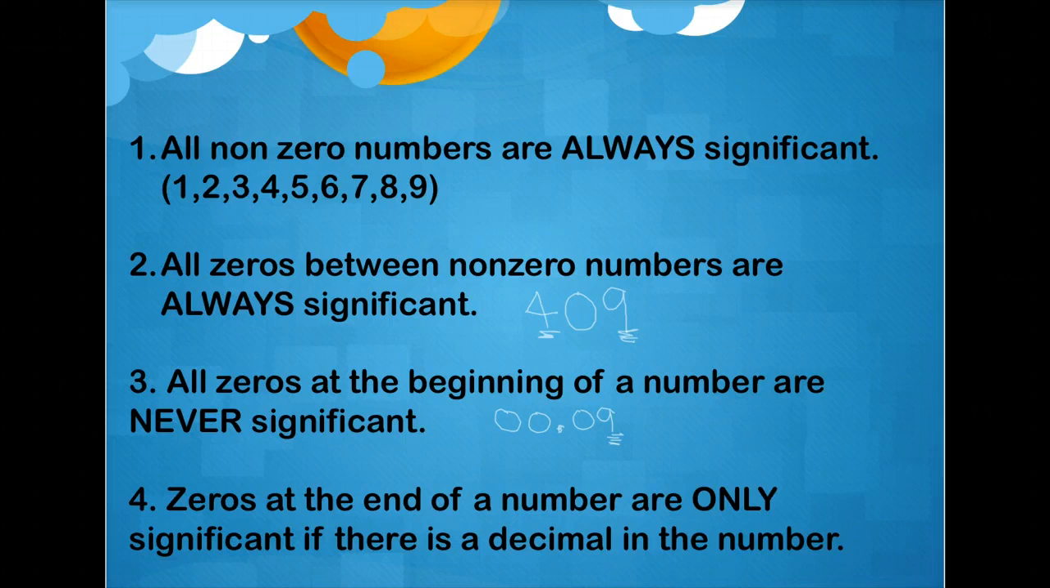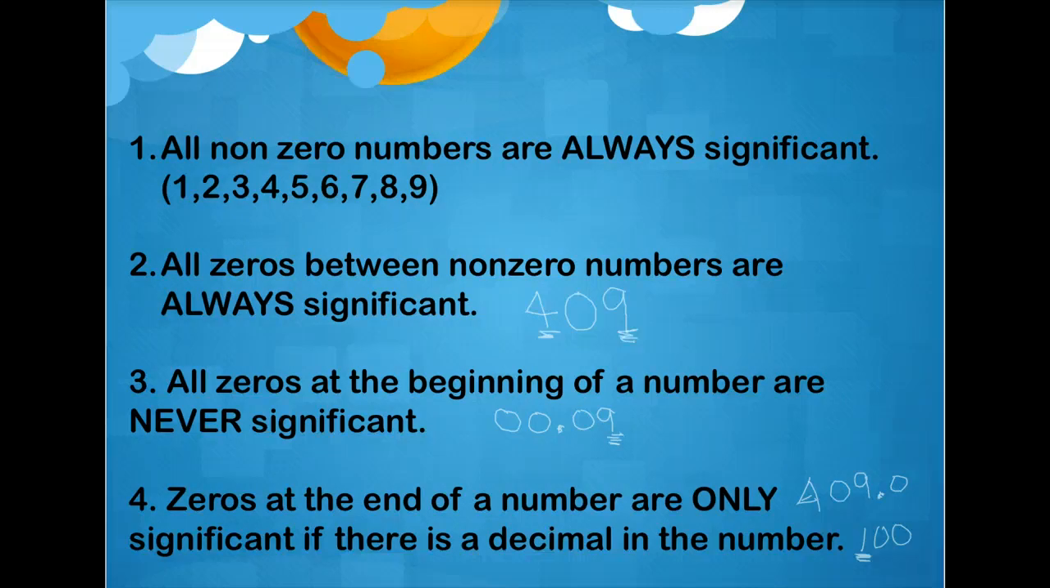And the last rule is zeros at the end of a number are only significant if there's a decimal in the number. Okay, so if we have 409.0, this would be four significant digits because there's a decimal here. So this number would be significant. Okay, but if we had this, it would be one significant digit because there's not a decimal there.